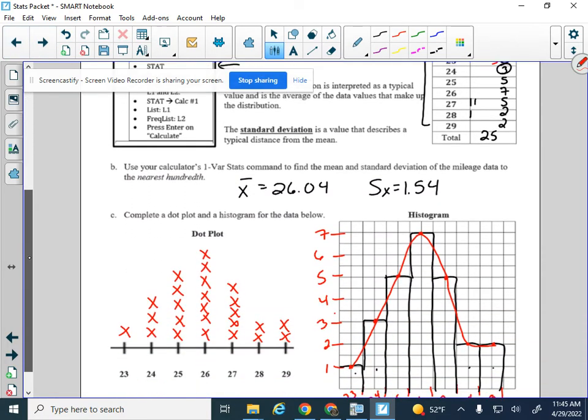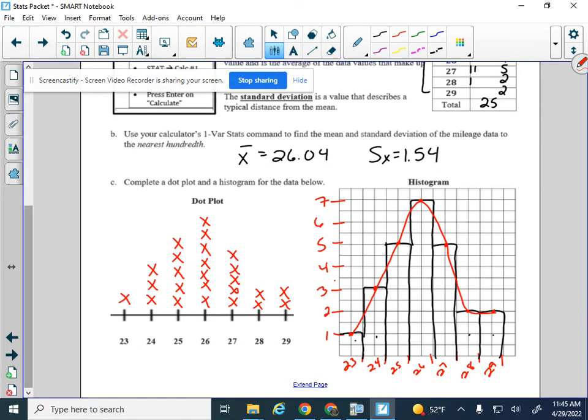So over here, at the bottom, our mean is 26.04. So here's my bar for 26, and 26.04 is kind of like right here, like almost on the 26 line. So that's my mean, okay? I'm going to write that there. I'm also going to write the 26.04 next to it. If I had more room below it, I would write it there.